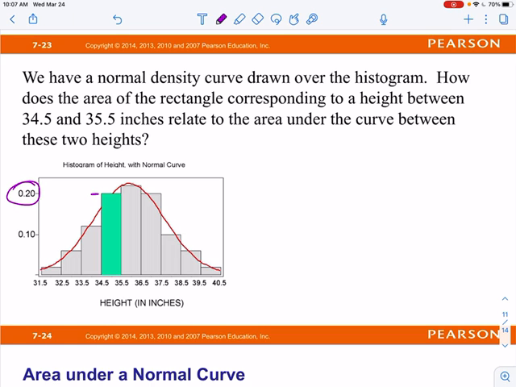Now the area of that green rectangle between 34.5 and 35.5: remember, area is length times width. Your length between 34.5 and 35.5 is 1, and your width would be the height of that bar, which is 0.2. So the area is 1 times 0.2, which is just 0.2, or 0.20, or 20%. So how are they related? The height of that bar and the area are exactly the same.